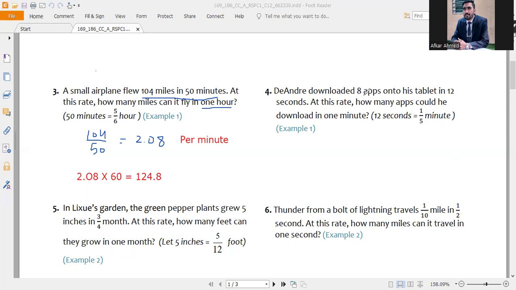DeAndre downloaded 8 apps onto his tablet in 12 seconds. Now he's talking about the seconds. In 12 seconds he downloaded 8 apps. So I will again divide 8 by 12.